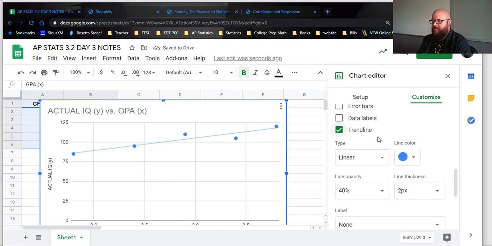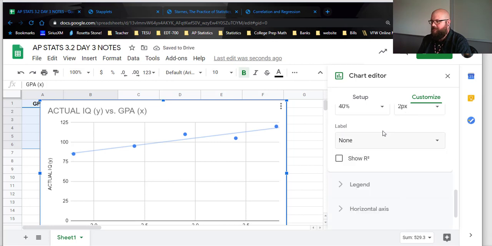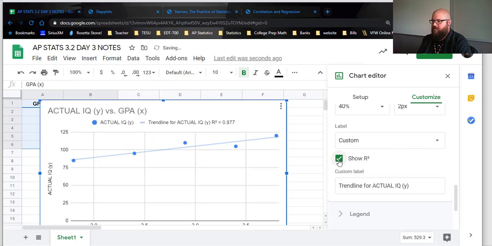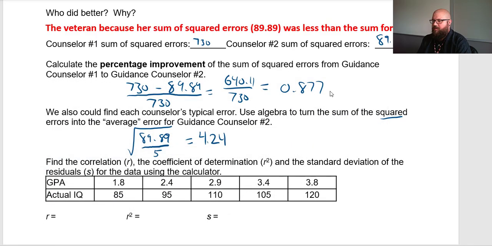Alright, so that's going to be like our least squares regression line right there, okay? And then you come right down here and click on Show Coefficient of Determination. And it gives us that value right there. So it tells me that we should get 0.877. Well, if we go back here and look, right above here, that's what we got for our percentage improvement, right? 0.877. So that works out good.